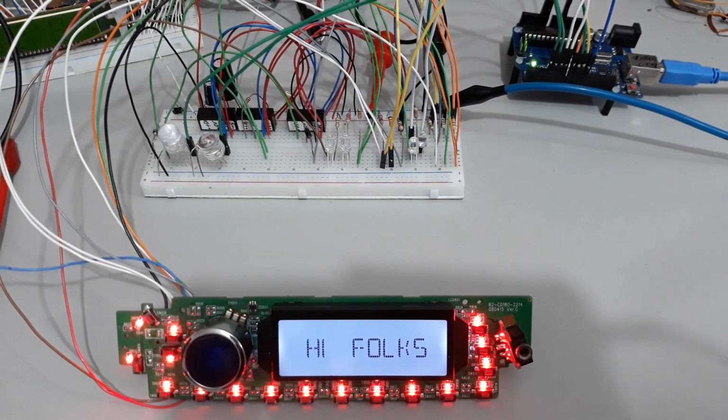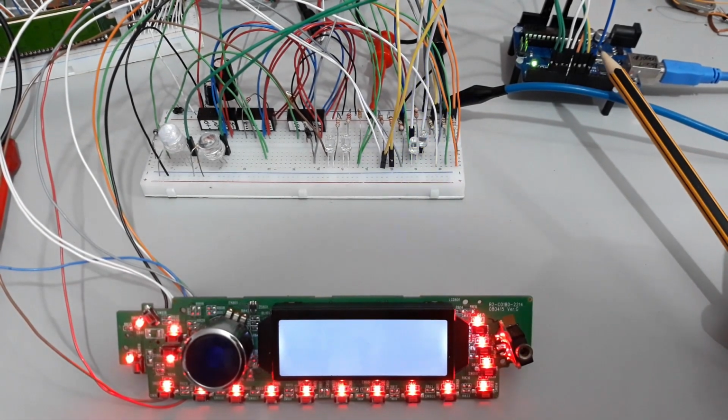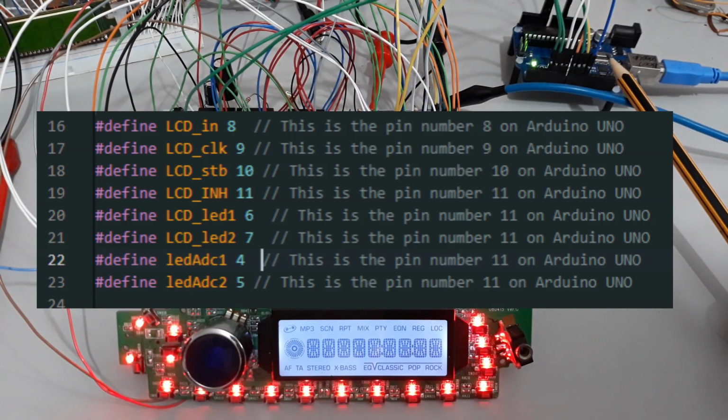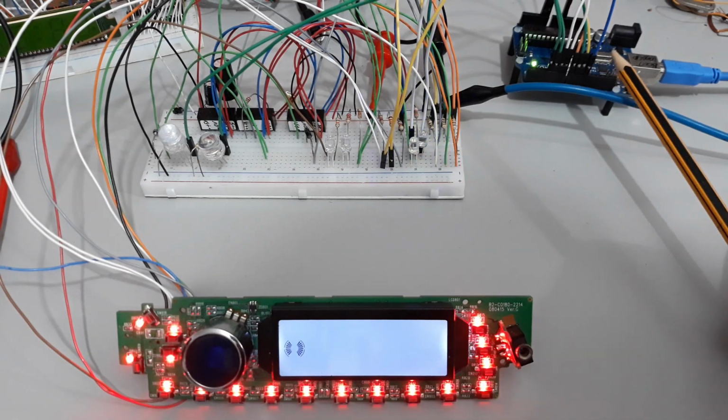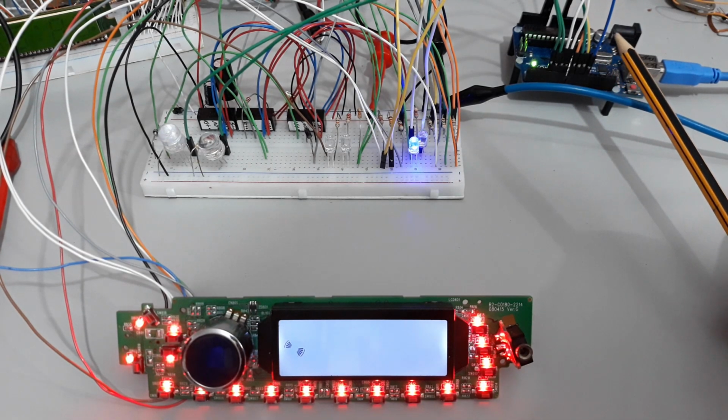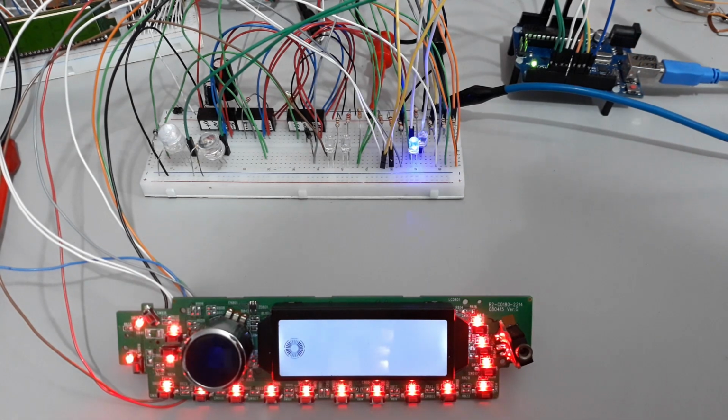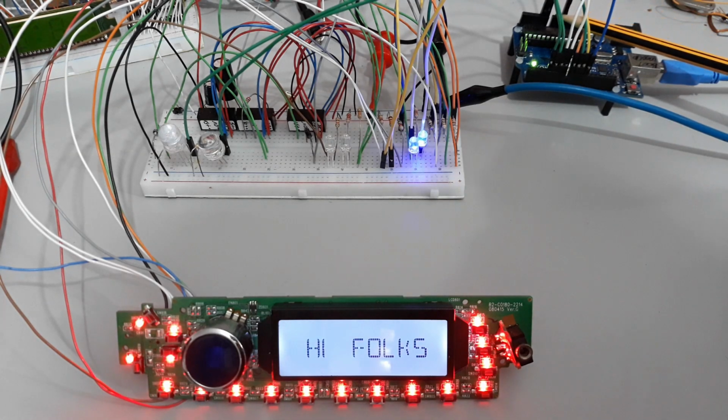To connect the Arduino to the panel, I used the wires connected to pins 8, 9, 10 and 11. Pin 8 will be the data, 9 clock, 10 strobe and 11 is the INH. To read the ADCs connected to the bus of the keys, I used ADC 0 and ADC 1.